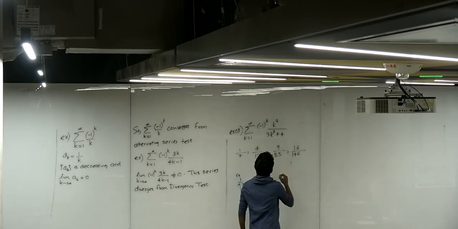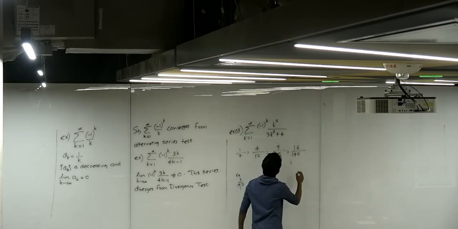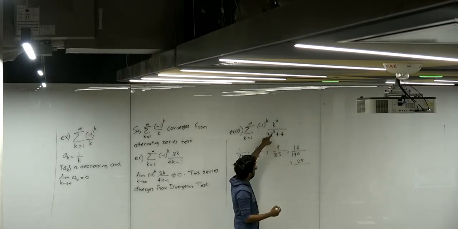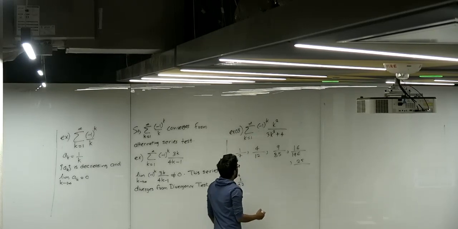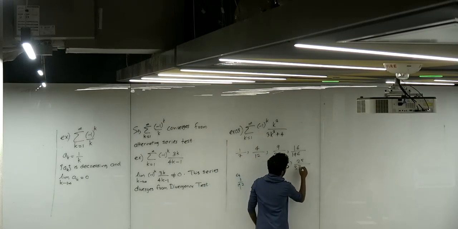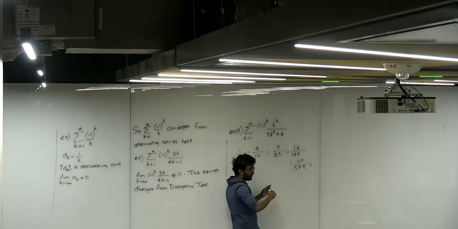If you substitute k equals 5, you would get 25. But now the denominator is getting very big, because you get 5 to the power 3, which is 125, multiplied by 3 is 375, plus 4 is 379. Like that, it would continue.